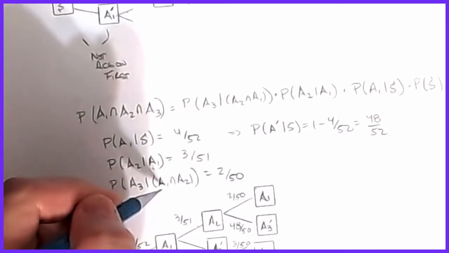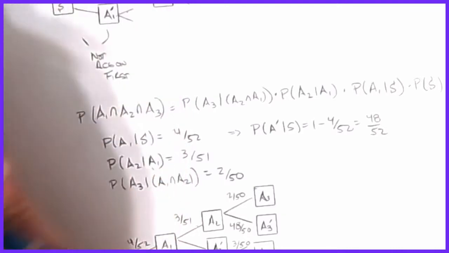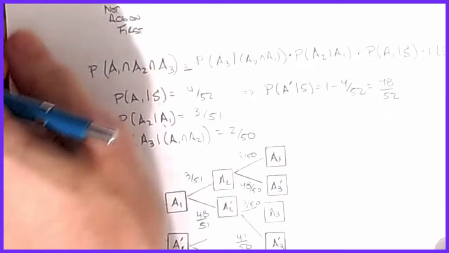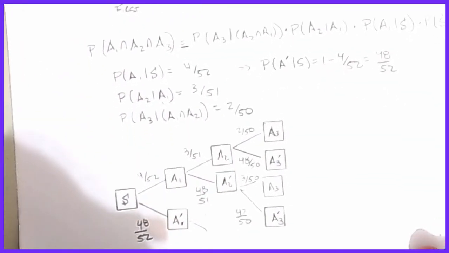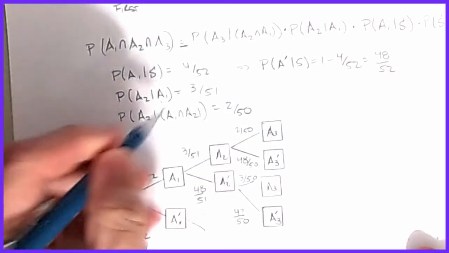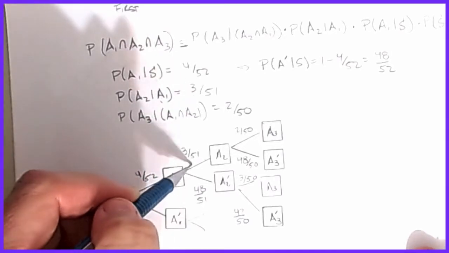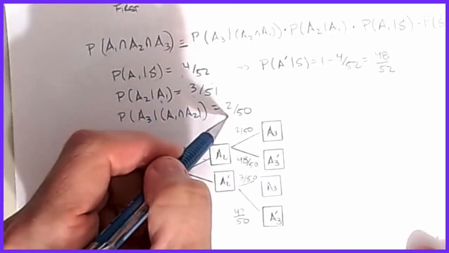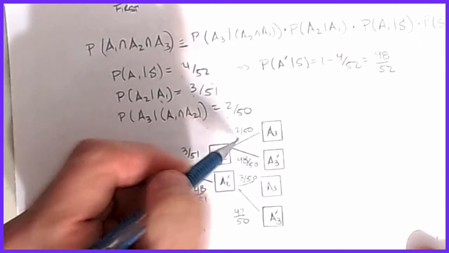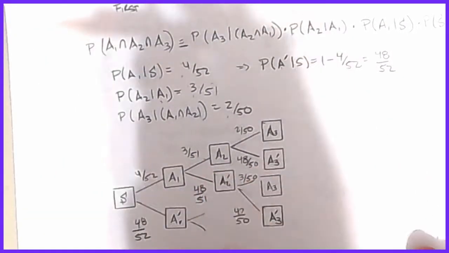Now there are 2 aces left because I pulled the first 2 out, and there are 50 cards left in the deck. So these are the probabilities. If I look at the branches, I can start to write these things down. There's my 4 and 52, that was the number that we had here. My 3 and 51 is the probability of this branch. My 2 and 50 is the probability of this branch. The conditionals are just those little bitty segments that we're working with.